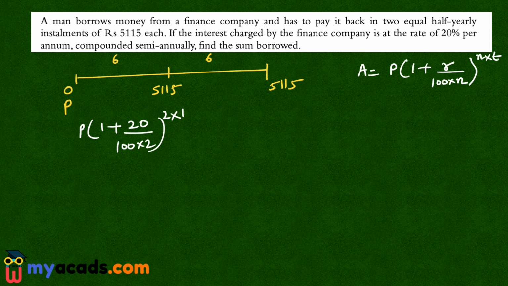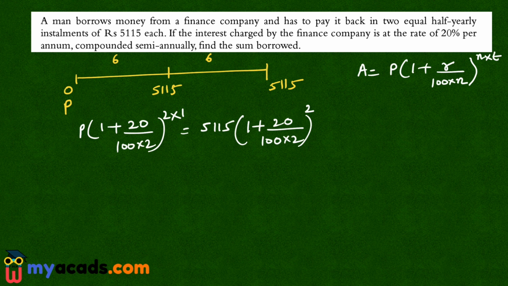Now the person is paying this money in 2 equal half yearly installments. So my first installment is 5115. Now the finance company can use this money to earn some compounded interest. So the effective money paid by the man to the finance company is 5115 and the compounded interest on 5115. So it is total 5115 into 1 plus the rate of interest is 20% and the value of N is 2 because it is compounded semi-annually raised to the power 2 and the period is 6 months.